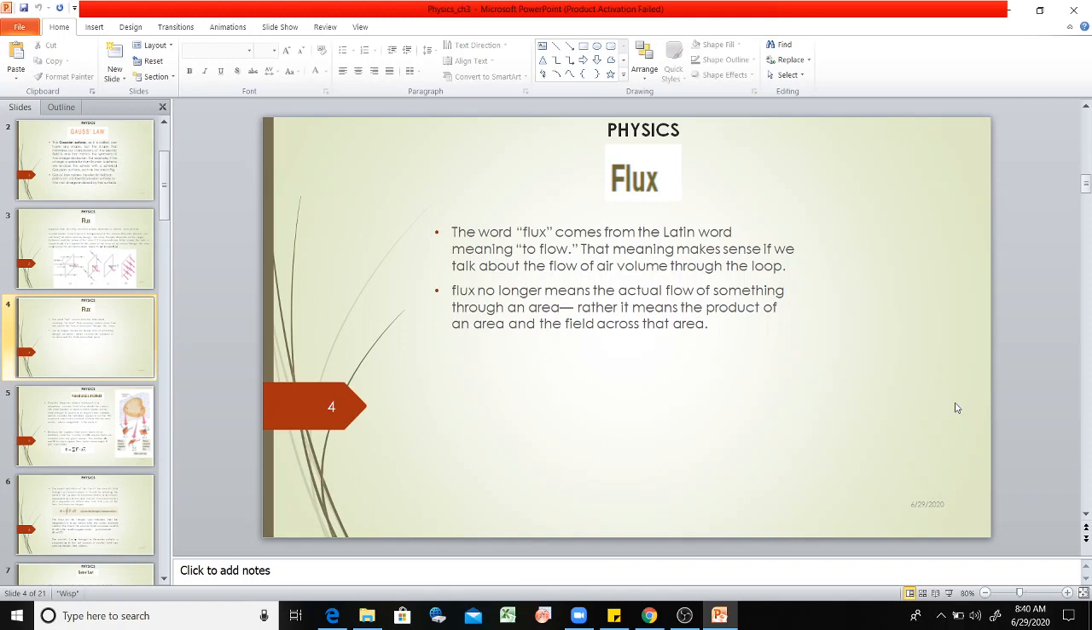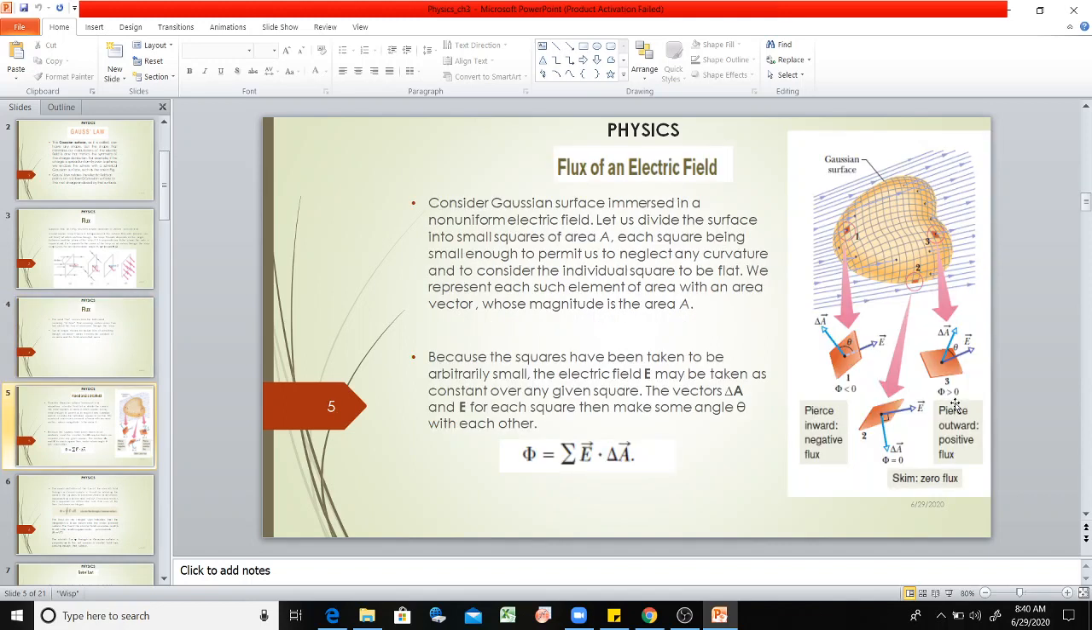Flux no longer means the actual flow of something through an area, rather it means the product of an area and the field component, V cos theta, in the direction of the area unit vector across that area. So this is the definition of flux.